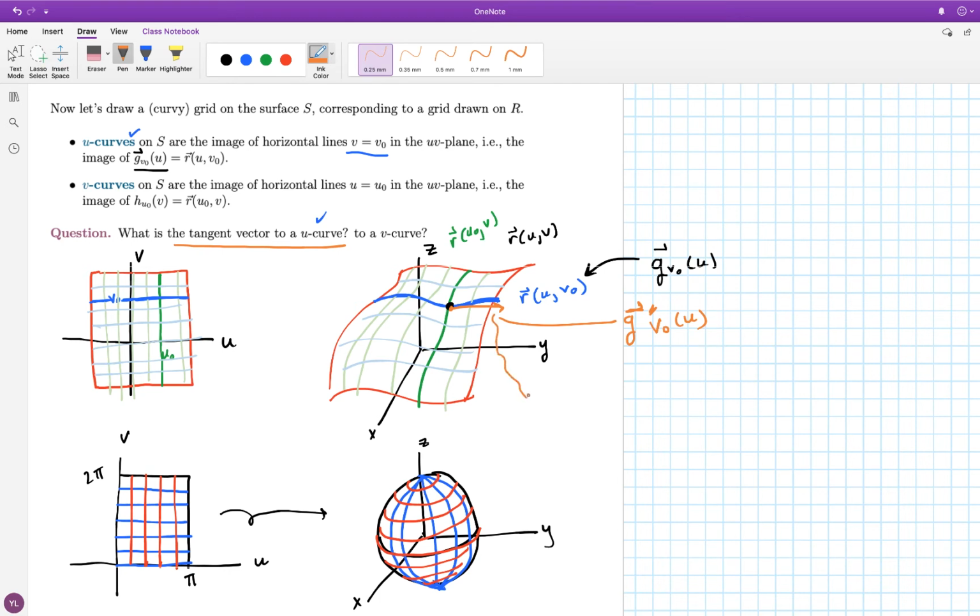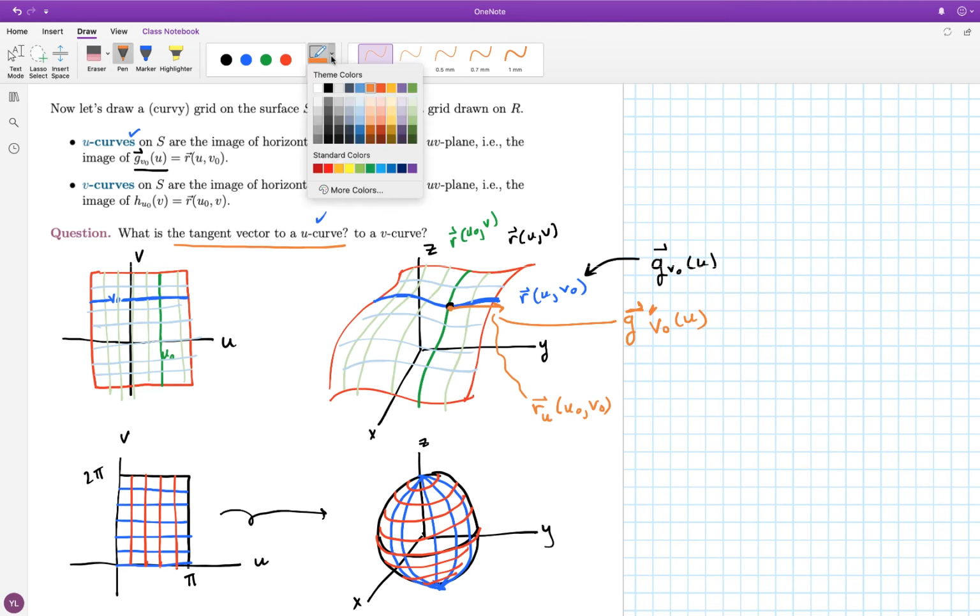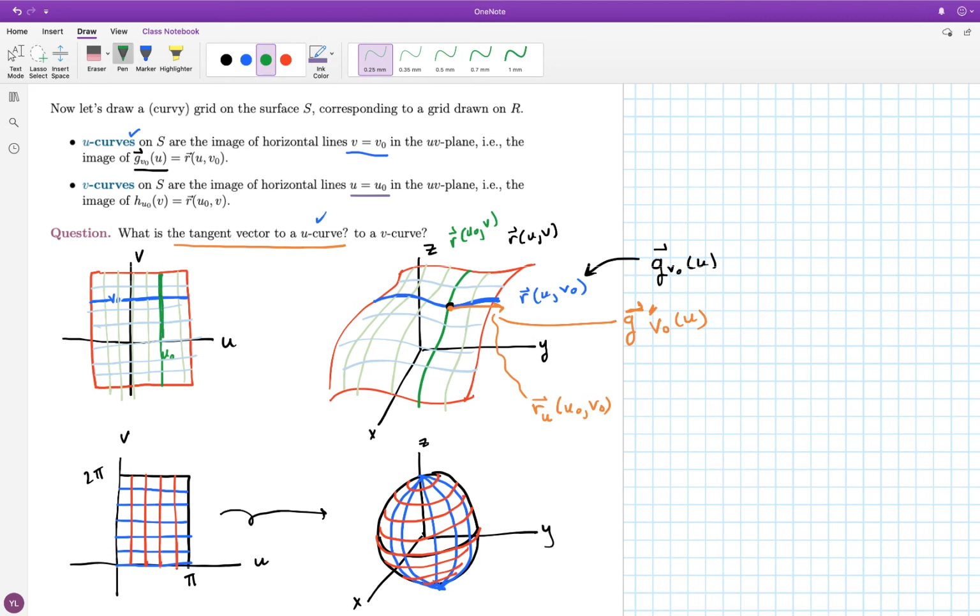So this vector right here can also be expressed as the partial derivative with respect to u of the two-parameter vector function at u naught v naught. So that right there is an expression for the tangent vector of a u curve. Okay, similarly, when we have fixed a u value, because I'm doing this in green, then that defines what we're calling a v curve. So a v curve is a grid line that results from selecting a line in the parameter space parallel to the v axis.